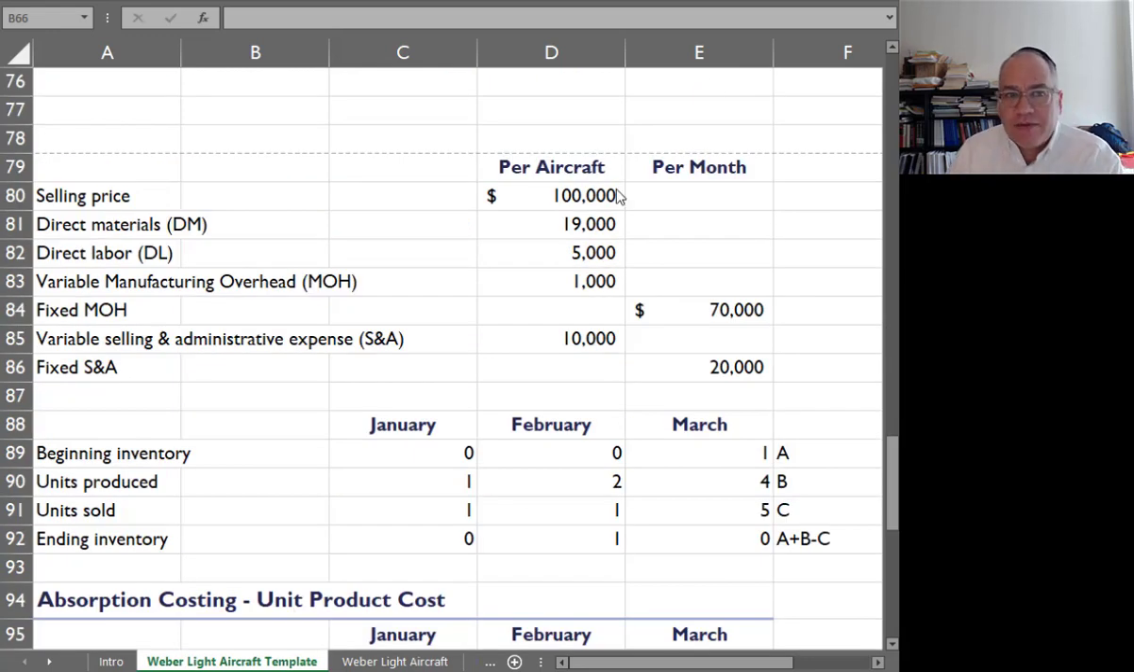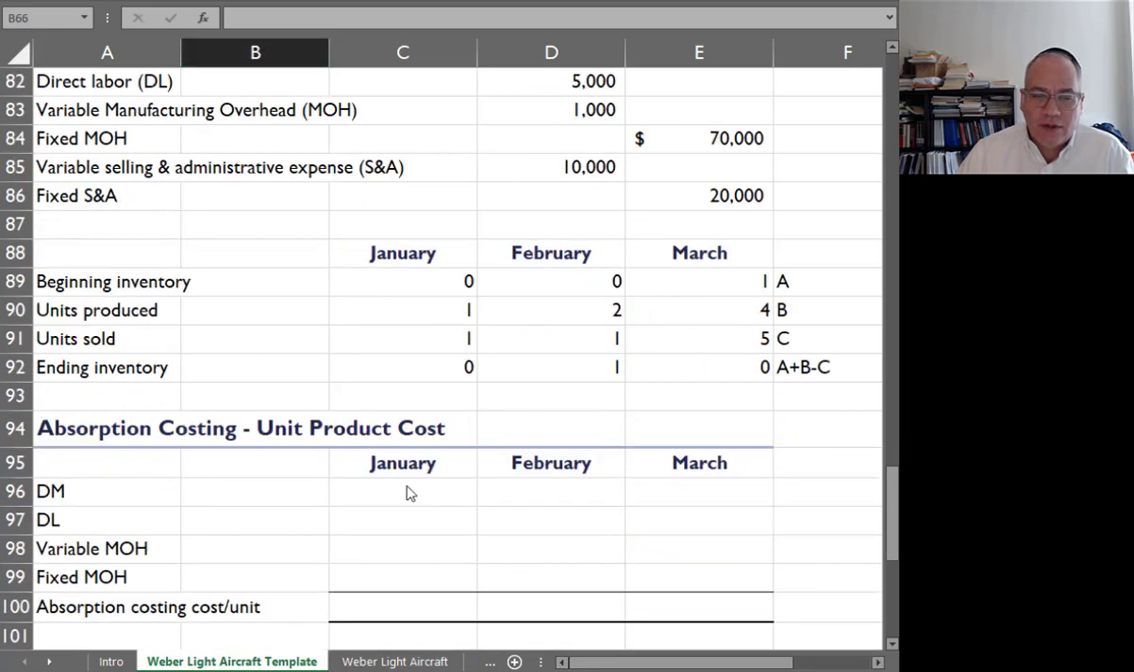So we have the same fact pattern again, but now we're going to focus on absorption costing. By absorption costing, the product costs include not only the variable costs, direct materials, direct labor, and variable overhead, but it's also going to include fixed costs, namely fixed overhead. Why does this make any difference to me? I'll show you why.